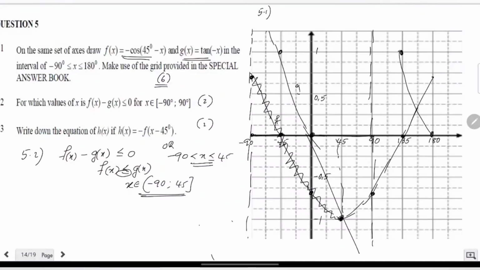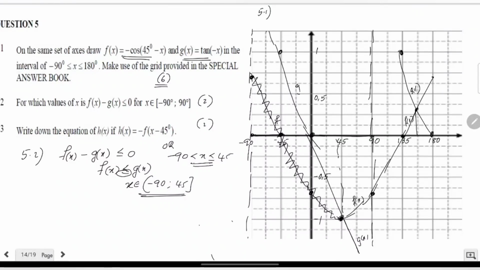Clear? So this is how we do it, because here there is a restriction on the domain. We are looking only from minus 90 to 90. Then what happened after 45? After 45 we can see that g of x is under and f of x is above, so don't take it. But somewhere between here and 135, what happened again? You can see that f of x is below, isn't it? From 135 up until this point, f of x is below and g of x above, but we don't need that one.